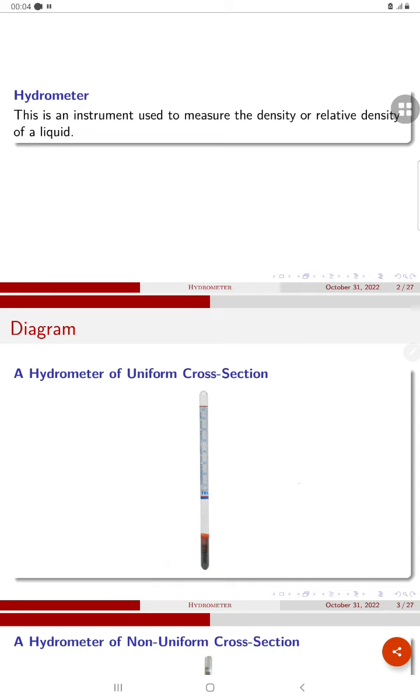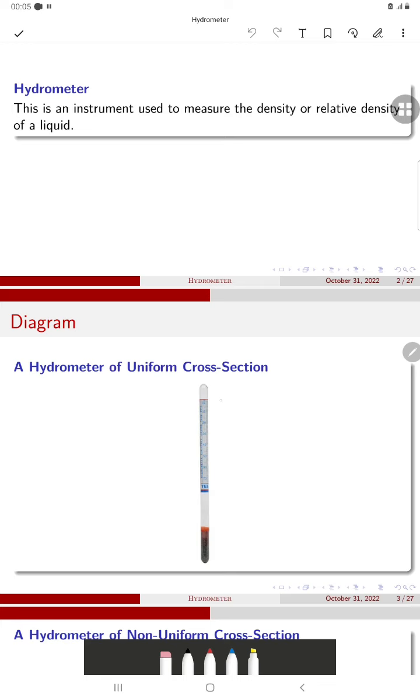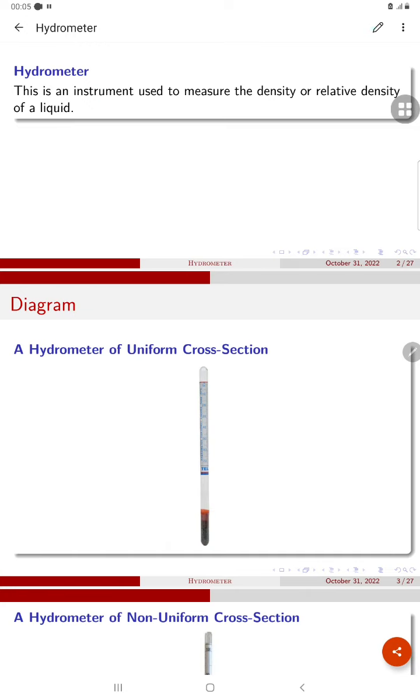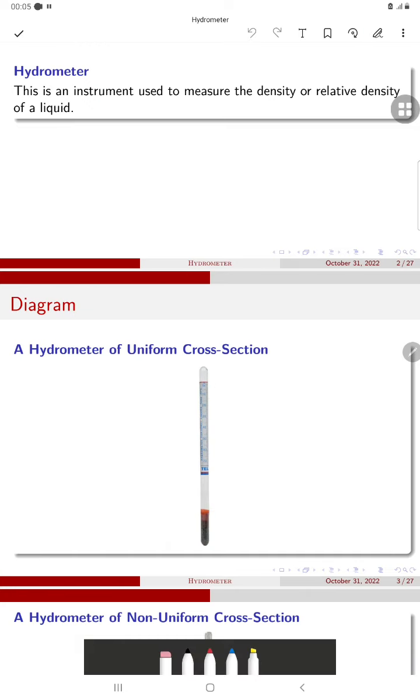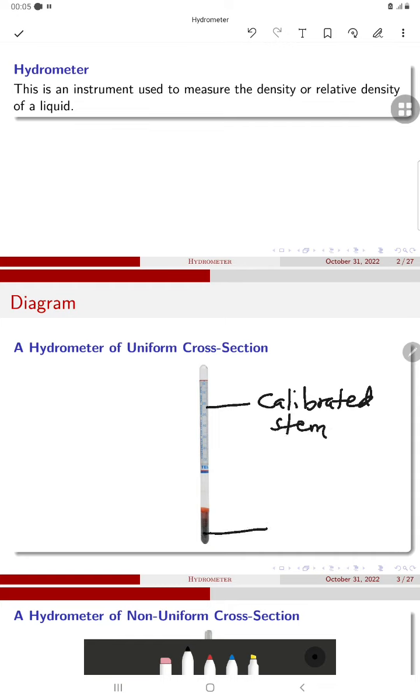Why are we saying uniform cross section? Uniform cross section here means that when you check over here, you can clearly see that you don't have, look at the stem. Let me first try and label the parts for you. This is the stem. Okay, we call this, because it's calibrated, I'll call it calibrated stem. And this black thing inside, we call it the lead.